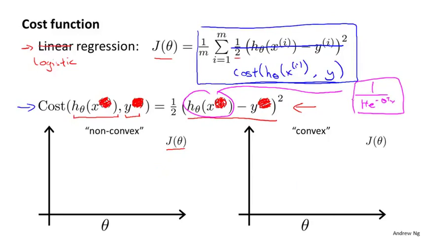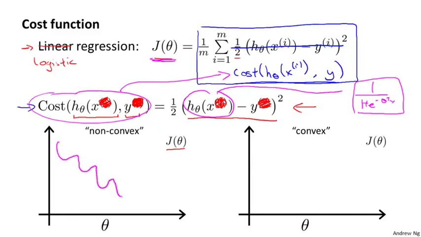And if you take this sigmoid function, plug it in here, and then take this cost function and plug it in there, and then plot what J of theta looks like, you find that J of theta can look like a function that's like this, with many local optima. The formal term for this is that it is a non-convex function. And you can kind of tell, if you were to run gradient descent on this sort of function, it is not guaranteed to converge to the global minimum.